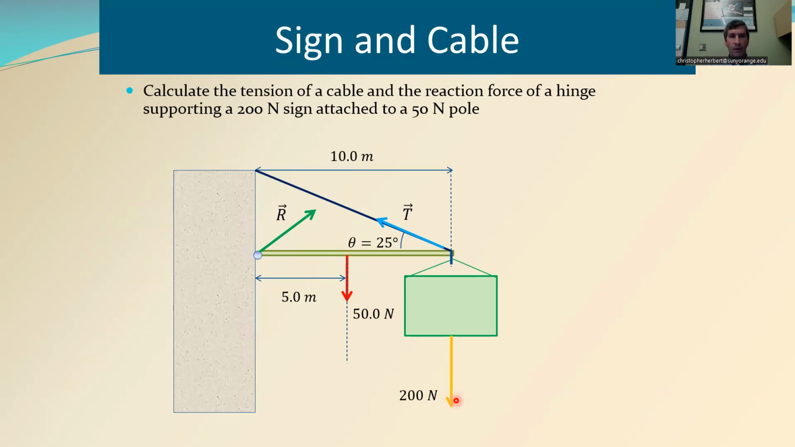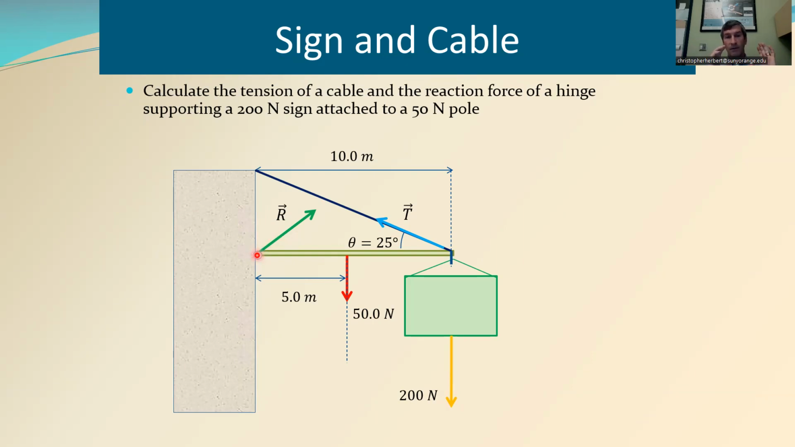Here's another one. This is very similar to the problem that we did before, just another one that you can try out to test to see if you know how to do this. Again, think about where you're going to put the axis of rotation. It makes the most sense to put the axis of rotation where the reaction force is. We don't know the magnitude of the tension. We know its angle. Rx and Ry are unknown.